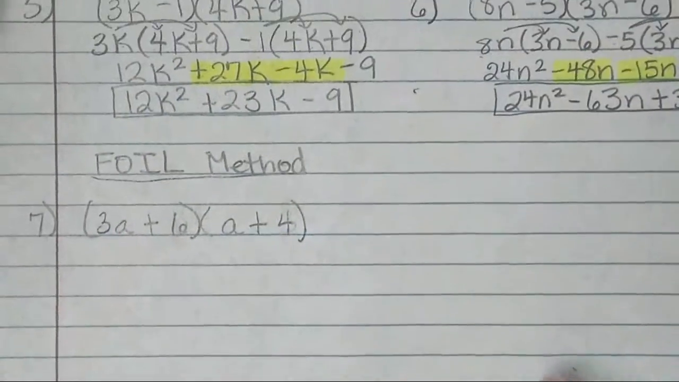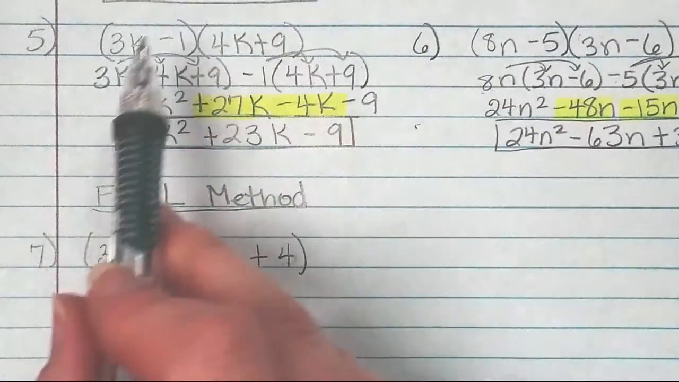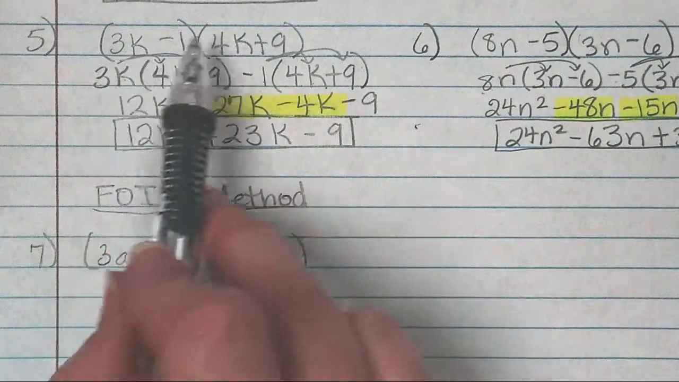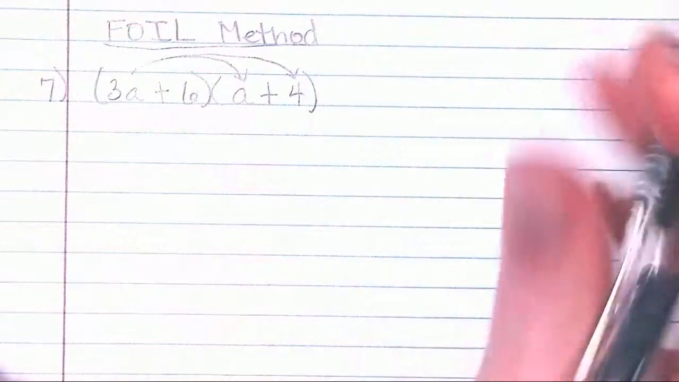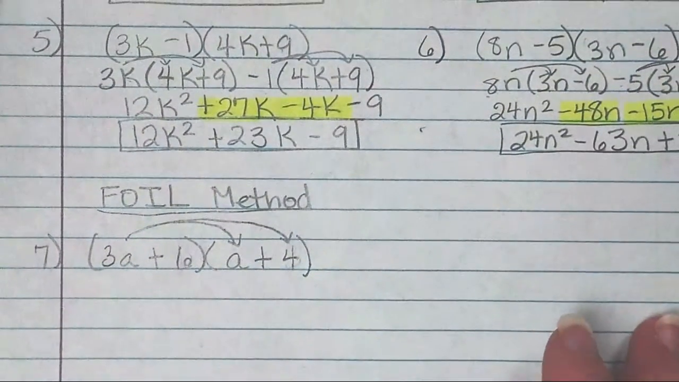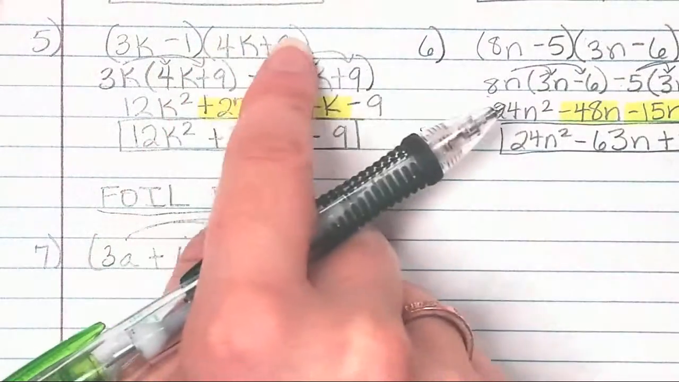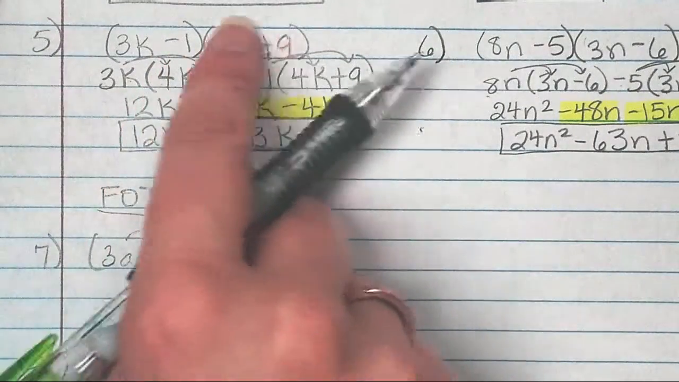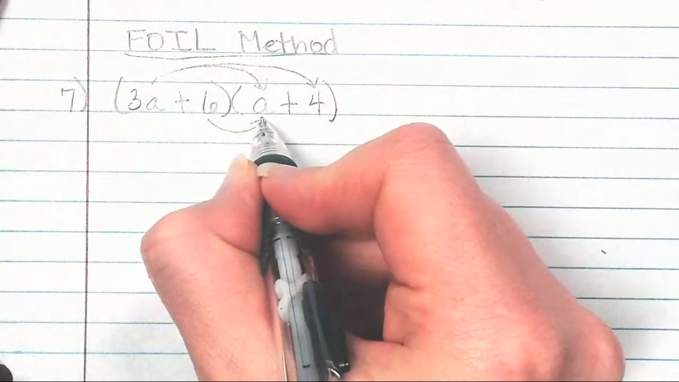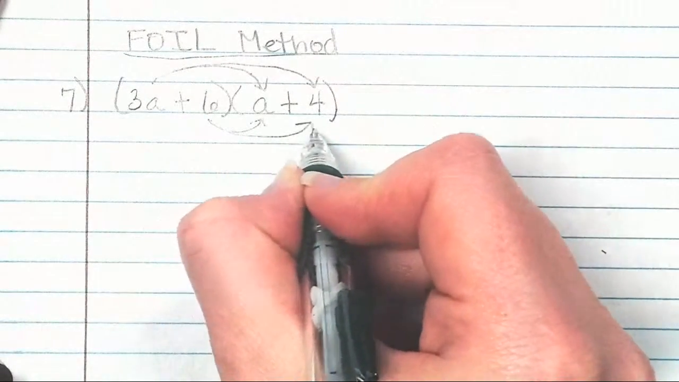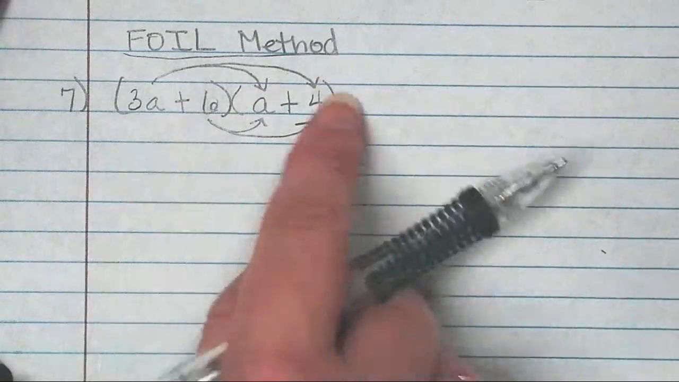So up here, what we did is we distributed the 3k to both of these. Now we're going to do that same thing. We're going to distribute this to both of these. But then on this method, we did the -1 times both of these. So I have to do that second term times that whole binomial. So I'm going to show that on the bottom just so I don't run out of room. Okay? So I've shown everything I'm going to multiply.